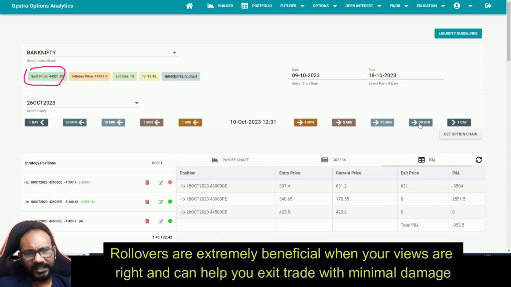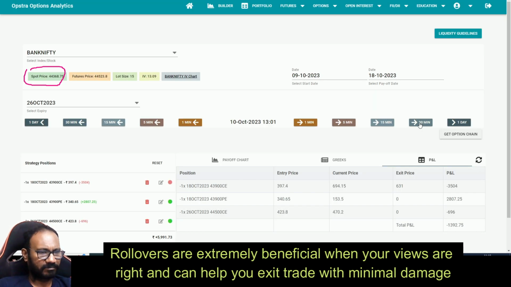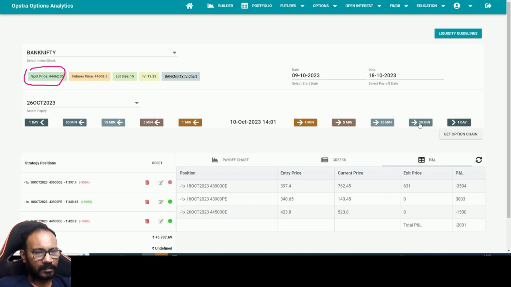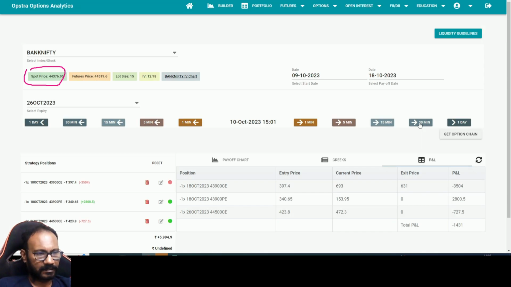Let's go ahead and check what happened. If we had continued this, what happened? The loss is getting bigger. Okay, let's see how much we are losing. Not much. It's getting averaged. Okay, fine. Slowly the markets.